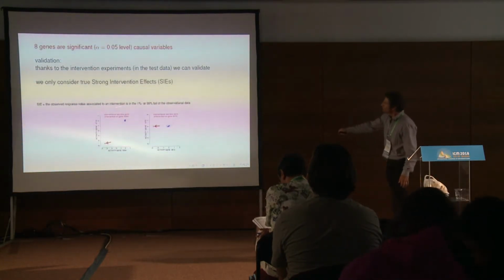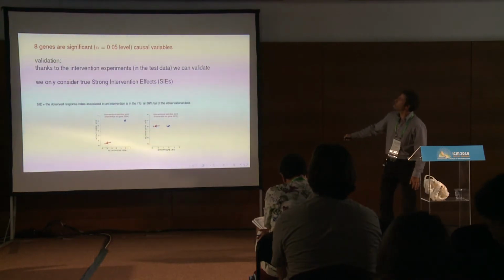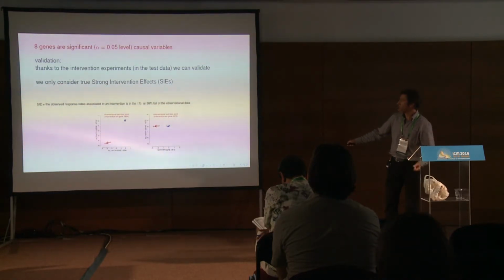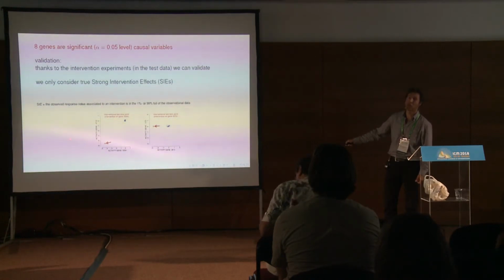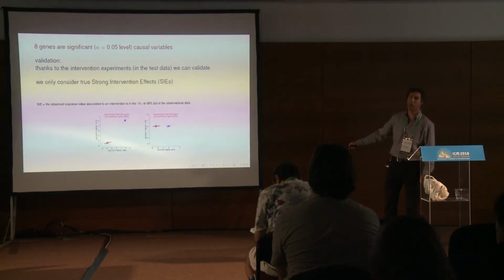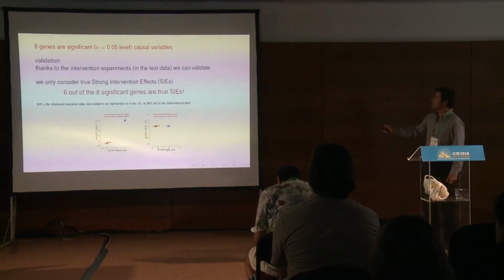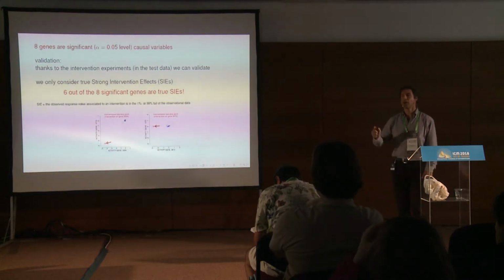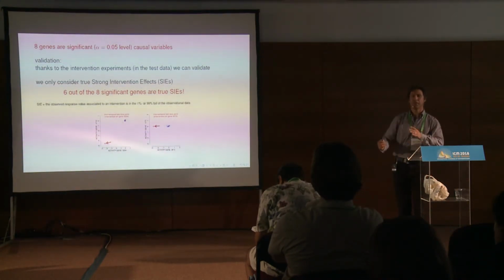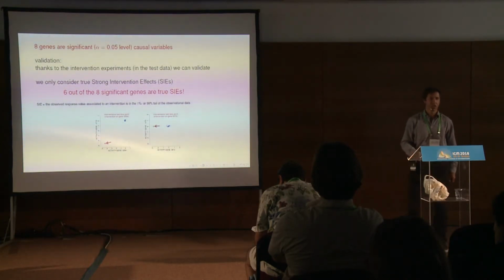So we look at these strong intervention effects. Here is one. You have observed data, you make a manipulation, and it has a huge effect. The corresponding y value is out of what you observe in the data. This is a strong intervention effect, and that's not a strong intervention effect. You make a manipulation on the x gene and nothing happens with the y gene. So 6 out of the 8 are strong intervention effects. 2 we don't know, but 6 out of the 8 are strong.